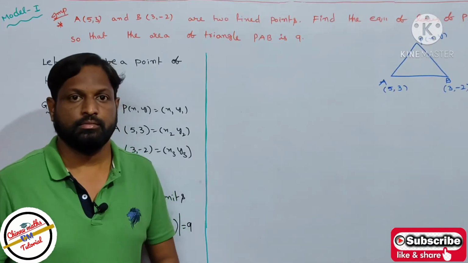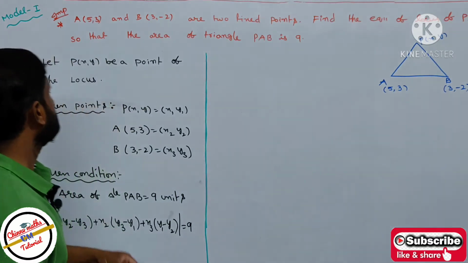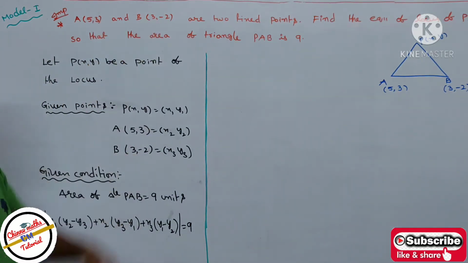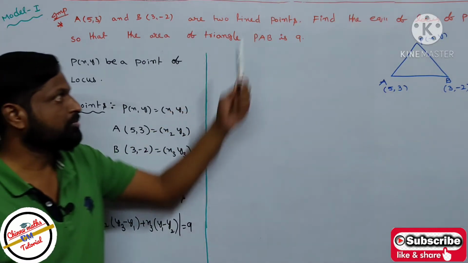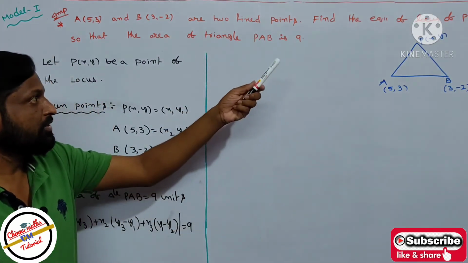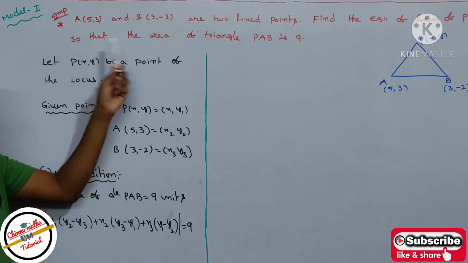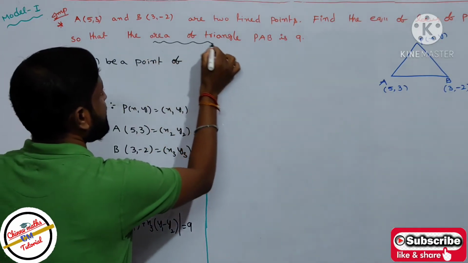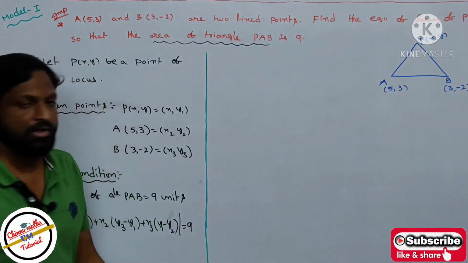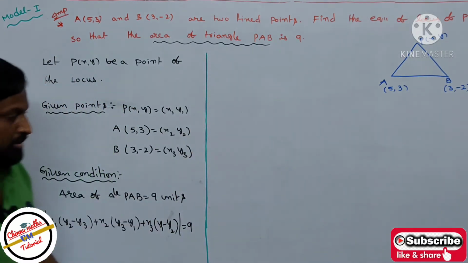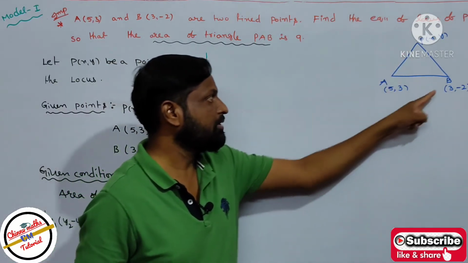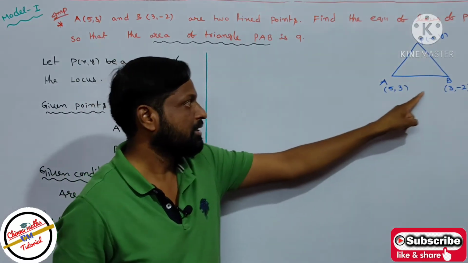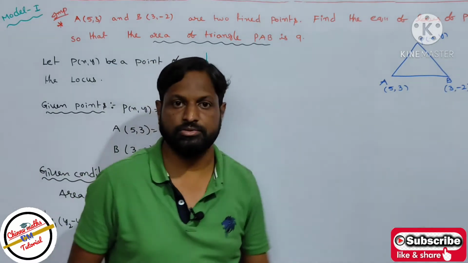That's clear. Next, same model question. Given that A equal to (5, 3), B equal to (3, -2) are two fixed points. Find the equation of the locus of P so that the area of the triangle PAB is given as 9 units. So let's take the triangle PAB. The point P is always (x, y). Point A is given as (5, 3). Point B is given as (3, -2).